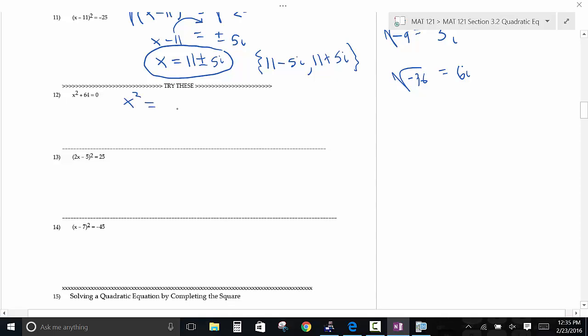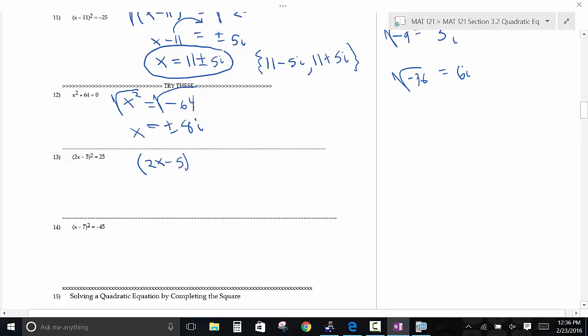The first thing you got to do on number 12 is subtract 64 from both sides of the equation. You can't take the square root until the squaring part's isolated. So what'd you get as your answer? Plus minus 8i. Okay, square root of 64 is 8, so that would be plus or minus 8i. Okay, now the next problem, it's already isolated.